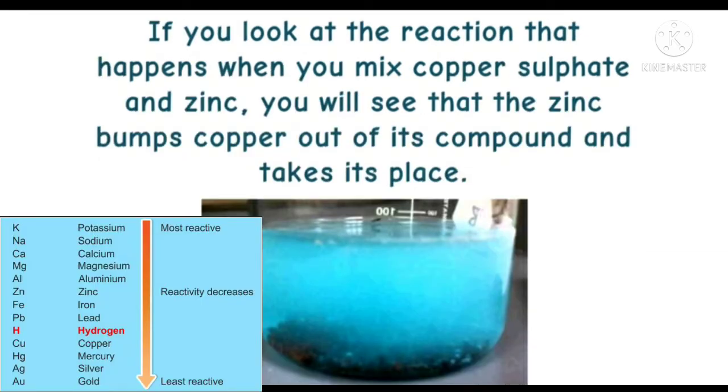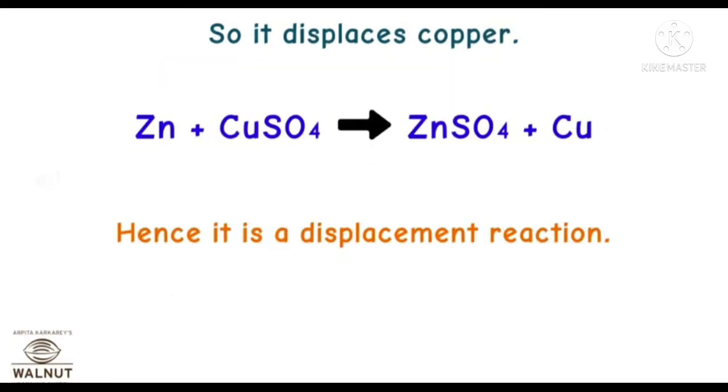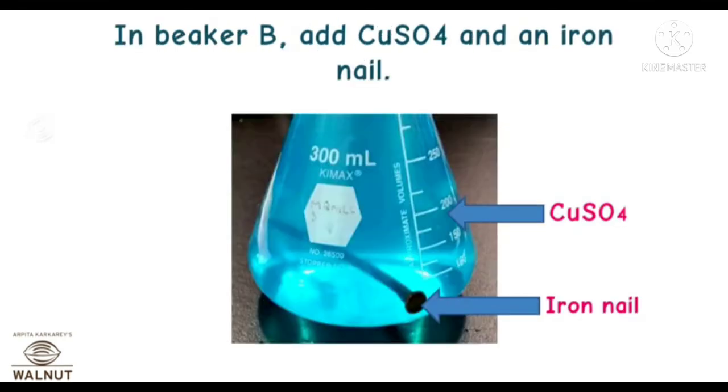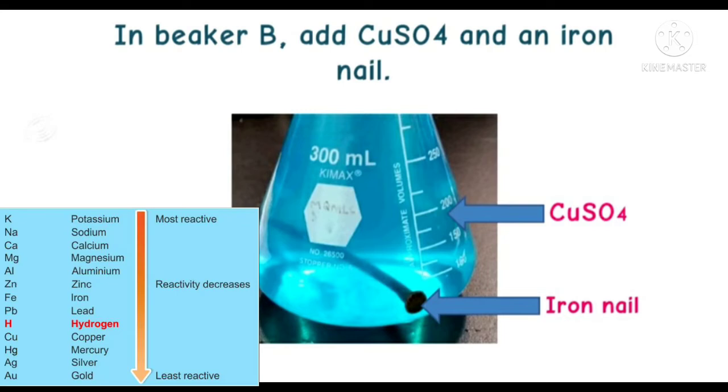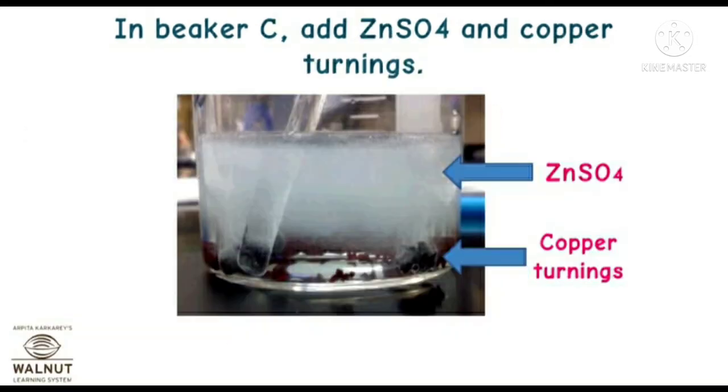As we know, in beaker A, zinc replaces copper from its solution, because according to the reactivity series, zinc is more reactive than copper. So the reaction can be written as zinc plus copper sulfate gives zinc sulfate plus copper. Similarly, in beaker B, according to the reactivity series, iron is more reactive than copper. So iron replaces copper from its solution to form iron sulfate solution.